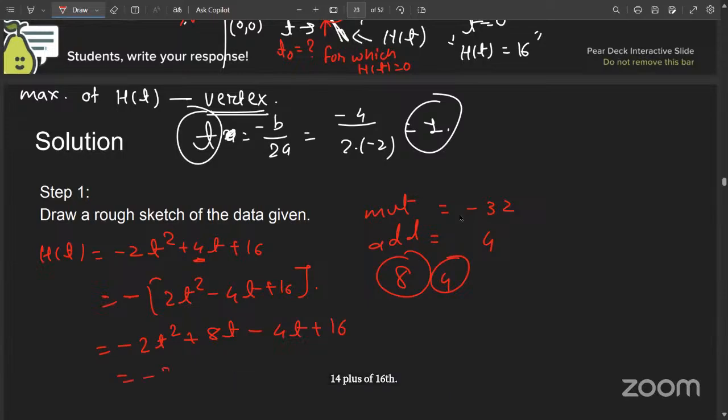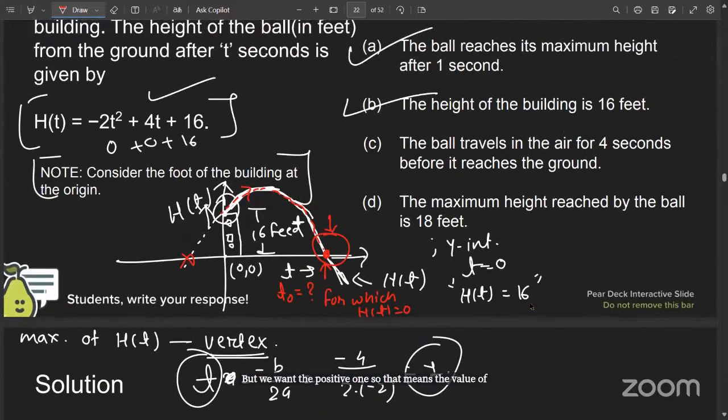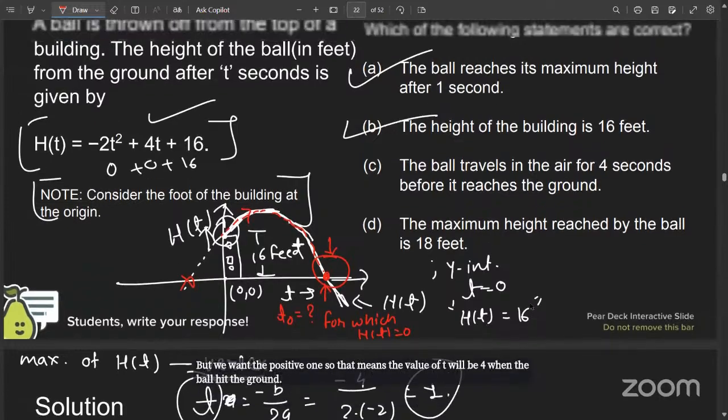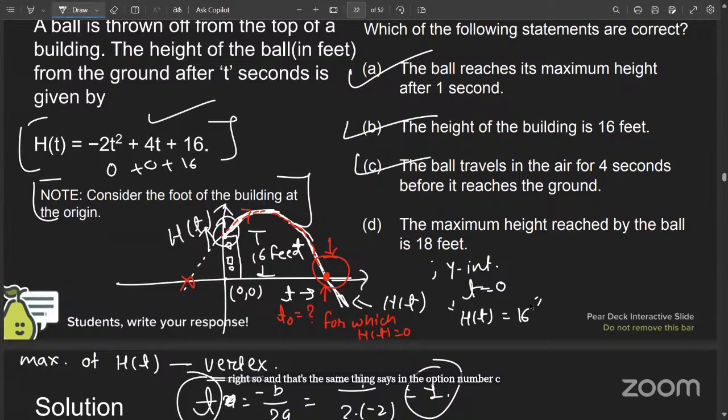If you take common minus 2t here, you will get t minus 4. If you take common minus 4 here, I will get t minus 4. So it's t minus 4 times minus 2t minus 4 equals 0. That means t equals 4 and t equals minus 2, right? These are the two roots of our parabola, but we want the positive one. So the value of t will be 4 when the ball hits the ground, and that's the same thing said in option C. So option C is correct.